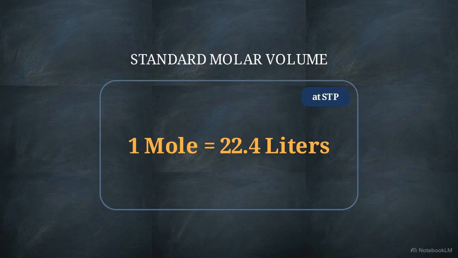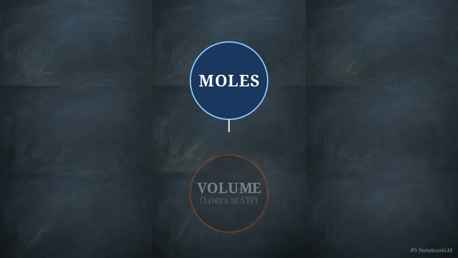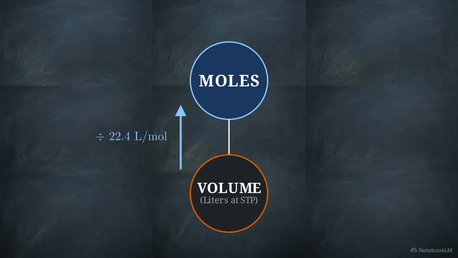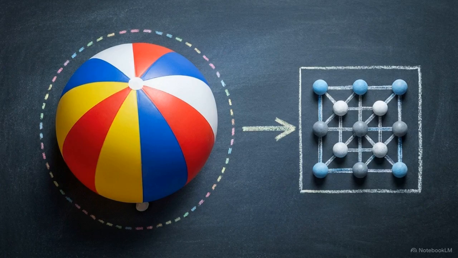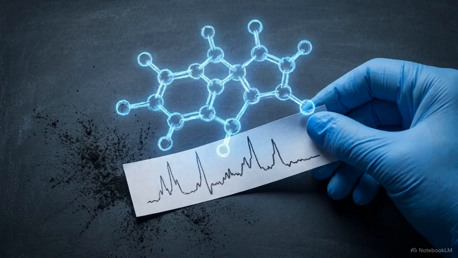We can now add a second pathway to our mole hub, specifically for gas volumes. To find the moles in a gas sample at STP, we divide the volume by 22.4. To find the volume from moles, we multiply. This allows us to determine the particle count of a gas sample simply by observing the space it takes up. These conversion paths allow us to work backward, using laboratory measurements to determine the internal structure of an unknown compound.